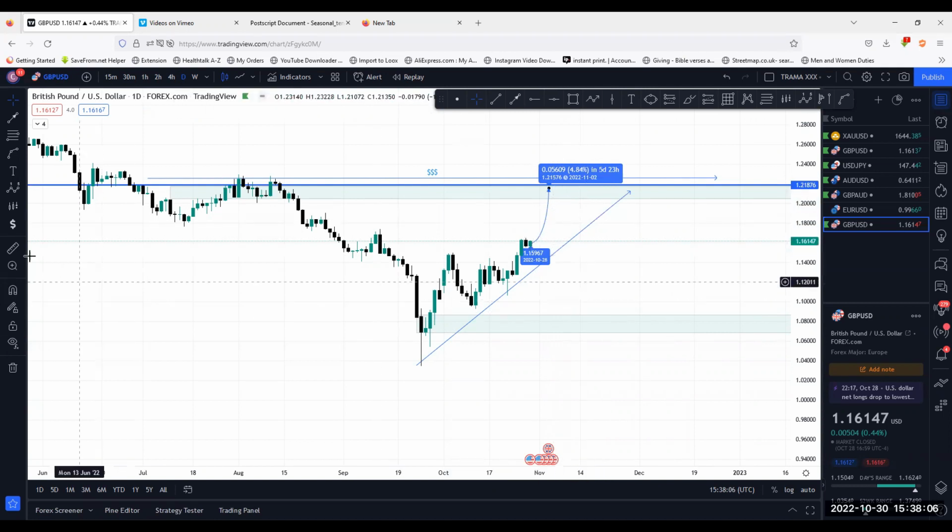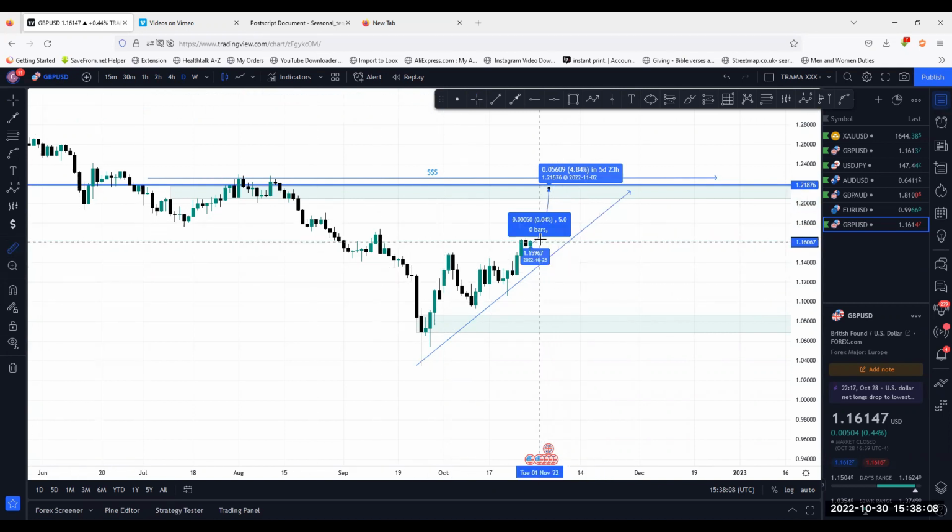Okay, we don't want to miss this. So let's look at how long it's going to take, how many pips we're going to have. We're looking at between 500 pips, guys. Come on, that's huge. 400 to 500 pips from here, that is huge.